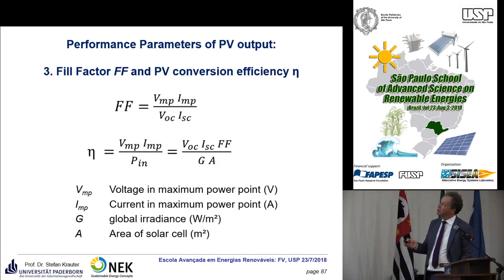This is the form factor. This is efficiency here. You just have the relation of the electrical power output to the incoming power, which is the global irradiance times the area. And this you can substitute by that one, so you have open circuit voltage times short circuit current times the form factor.